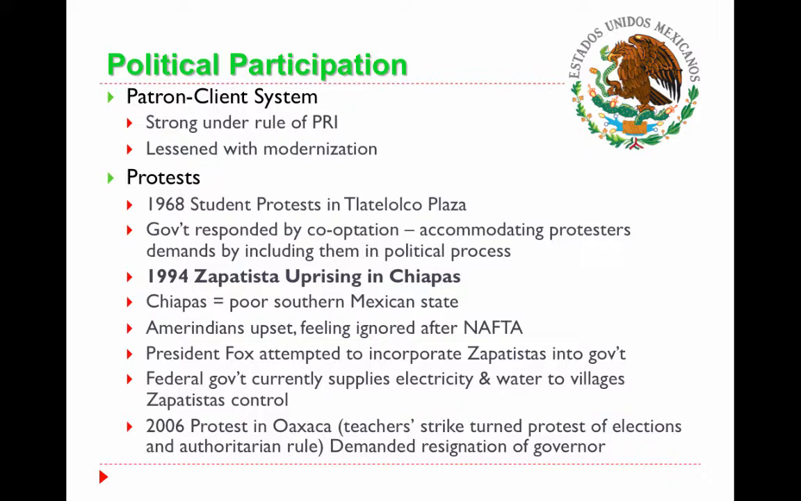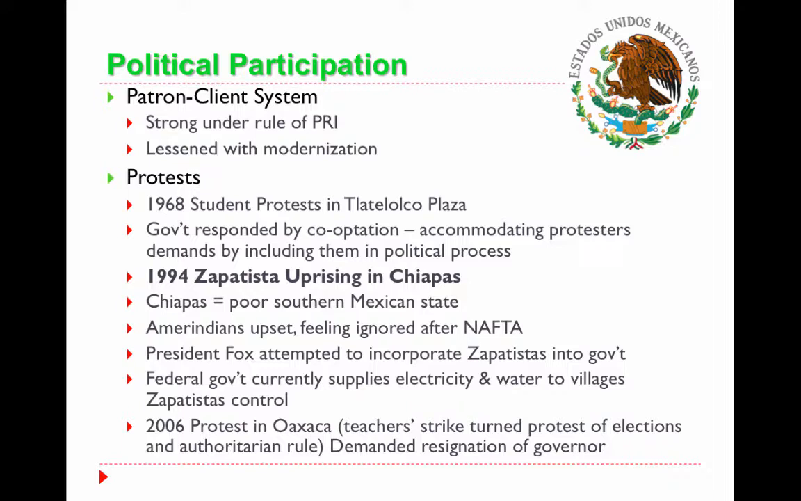Somewhat less effective happened in 2006. There was a protest in Oaxaca, and this was a teacher strike, for a number of reasons. They perceived the election of the governor to be unfair, rigged and corrupt, and they also were protesting low wages, many times like teachers do in the United States. So they were protesting the authoritarian rule of their state. They were calling for the resignation of the governor.